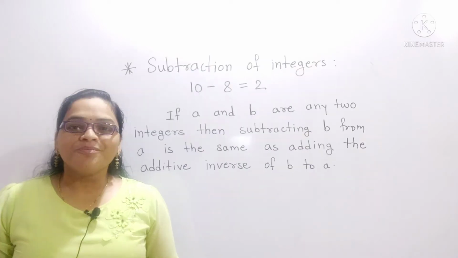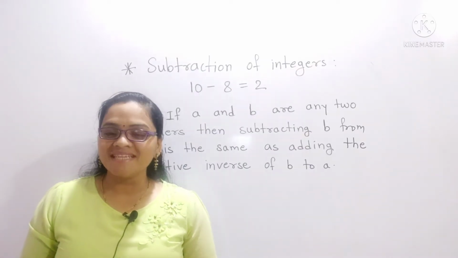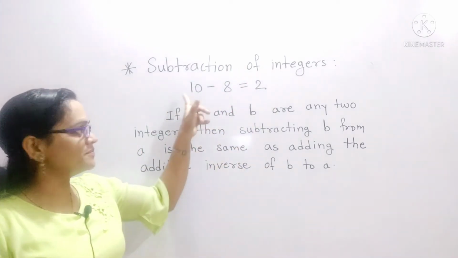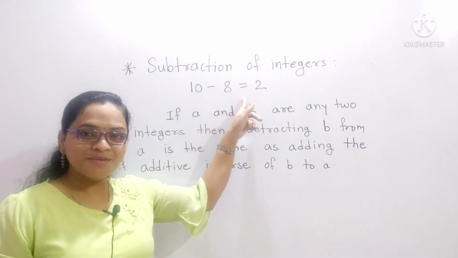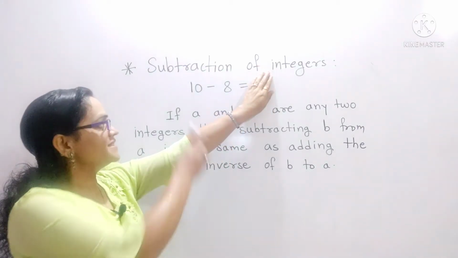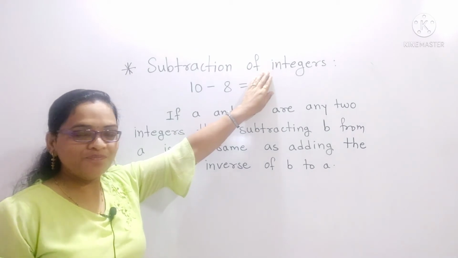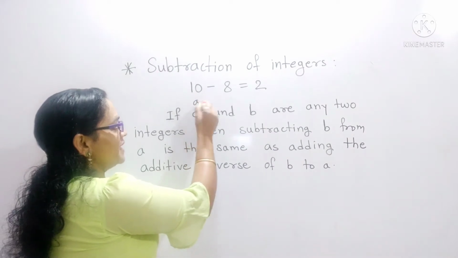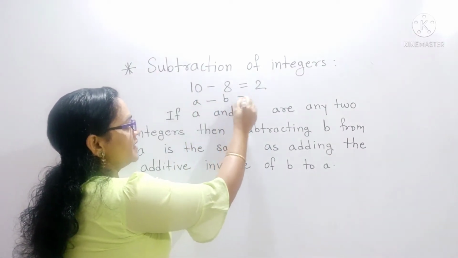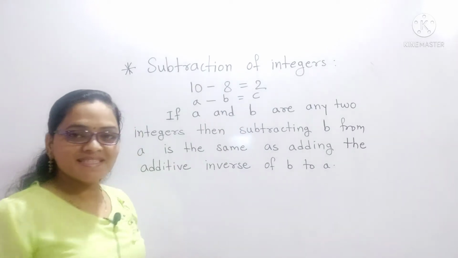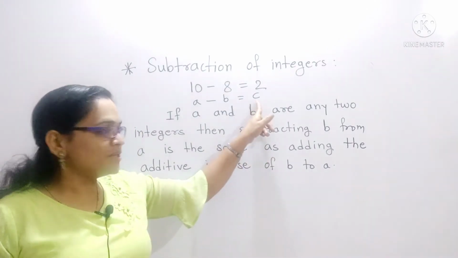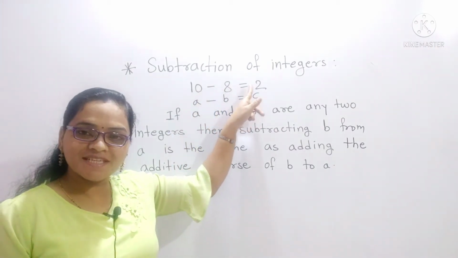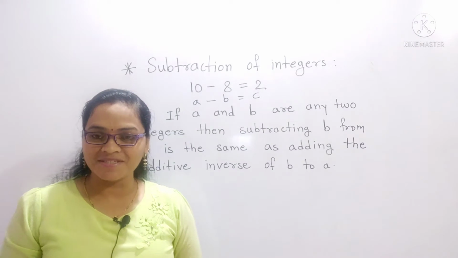Then let's start. Before going to discuss properties, we will discuss a few examples related to subtraction of integers. See, first example, 10 minus 8 is equal to, from first standard we are learning this, 2. Now here, 10 is equal to A, B is equal to 8 and A minus B means the difference is C. Means A is equal to 10, B is equal to 8 and C is equal to 2. All three are integers.